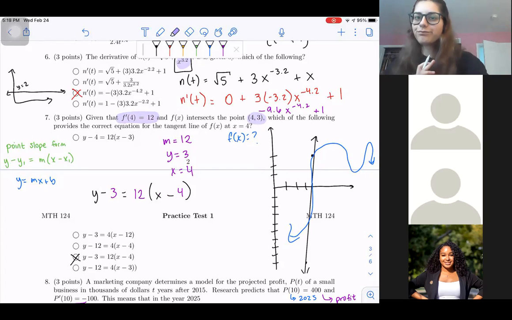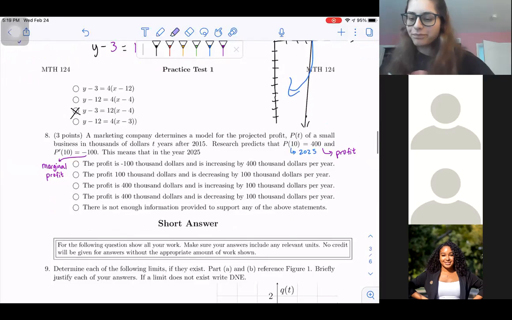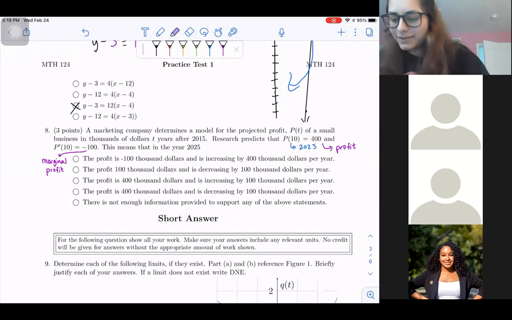Okay, let's move on. All right, a marketing company determines the model for the projected profit, P of T, of a small business in thousands of dollars, T years after 2015. Research predicts that P of 10 equals 400 and the derivative of P at 10 equals negative 100. And then we need to interpret this in a word problem.